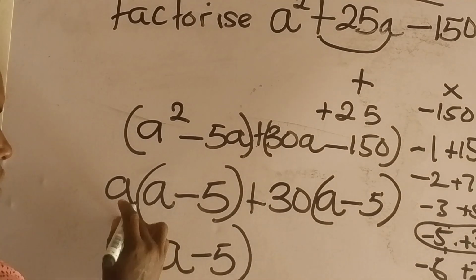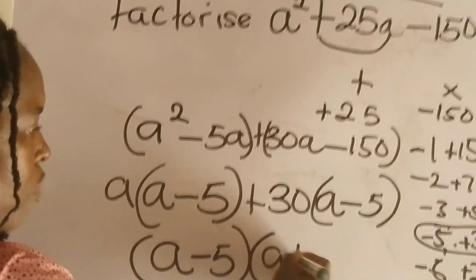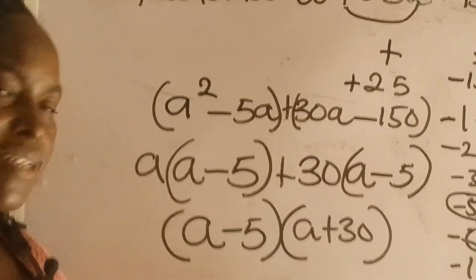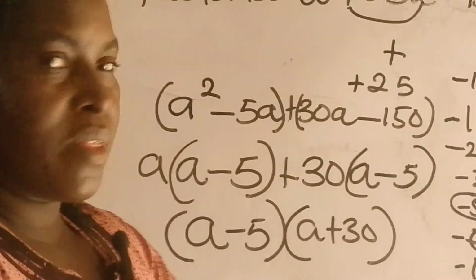Then this one that is outside, which is what? A plus 30. And you have succeeded in factorizing this. This is the answer.